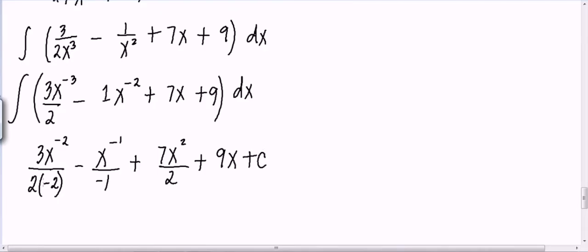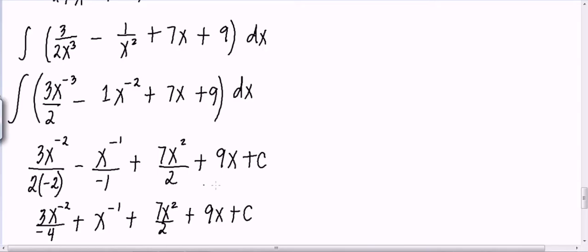Okay? So, ayusin lang natin to. So, this one would be 3x raised to negative 2 over negative 4. Okay? Negative, tas negative din to. So, magiging positive na to. So, positive x raised to negative 1. Divided by 1 is the number itself. So, mawawala na yung 1 dyan sa ilalim. Okay? Plus 7x squared over 2 plus 9x plus c. So, 3 over negative 4 is negative 3/4. Ayan. X raised to negative 2 plus x raised to negative 1 plus 7x squared over 2 plus 9x plus c.